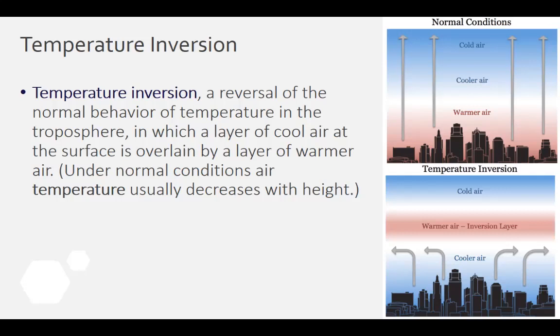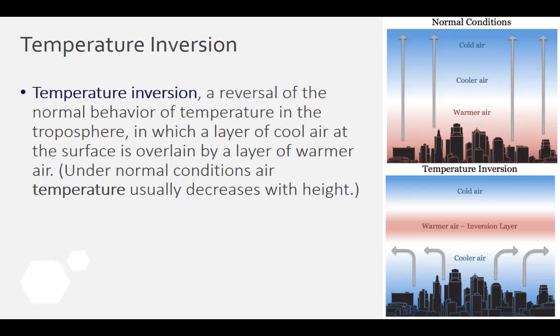Under normal conditions, air temperature usually decreases with height, but in this case, it's inverted, which is why they call it an inversion layer. And so this can actually trap in more of those air pollutants and make the conditions even worse. So we'll talk more about that later as we start looking at inversion layers and air pollutants.